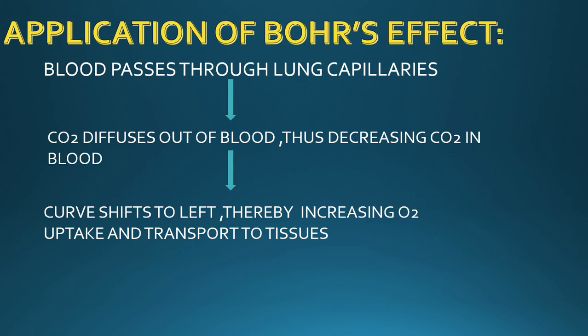Now, what is the application of the Bohr effect? As the blood passes through the lung capillaries, carbon dioxide diffuses out of the blood into the alveoli, thus decreasing the carbon dioxide in the blood. So when carbon dioxide is decreased in the blood, that will cause a left shift, and oxygen is taken up in the blood near the lungs. The oxygen will be carried to the tissues. In the tissues, there will be increased carbon dioxide that will cause the curve to shift to the right, ultimately causing the release of oxygen in the tissues. So the whole Bohr effect thereby increases oxygen uptake at the lungs and then transport to the tissues.